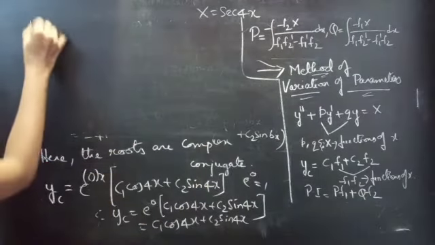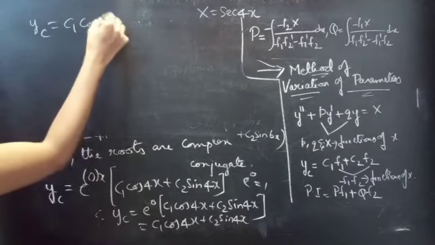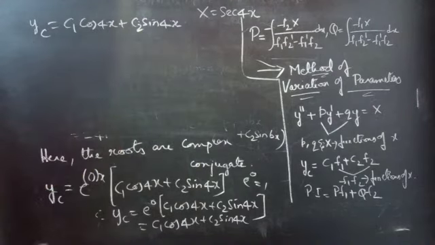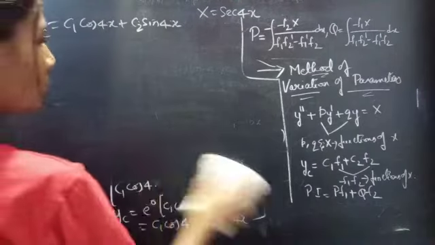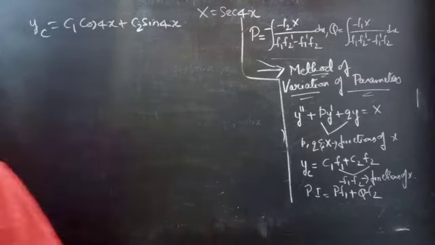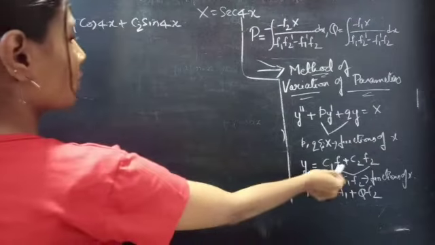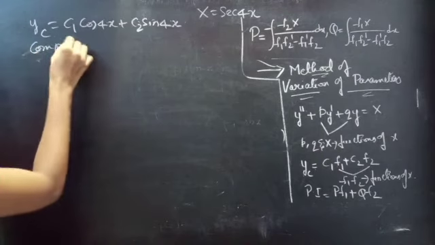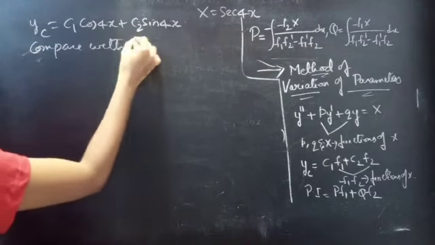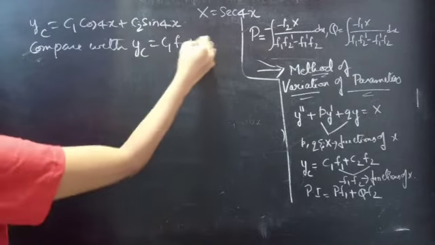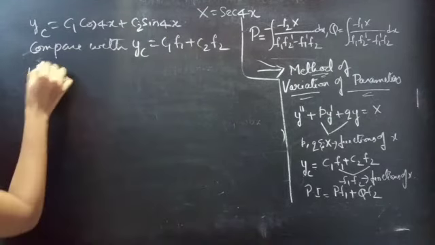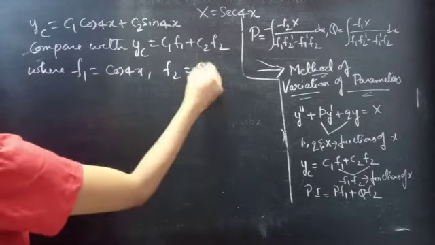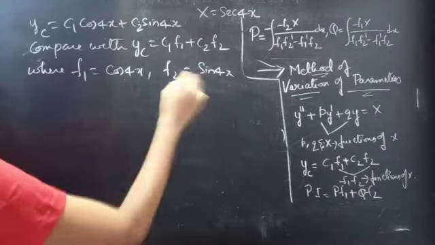So we have yc equals c1 cos 4x plus c2 sin 4x. Now what we have to do is compare yc with the method of variation of parameters. In this we have yc equals c1 f1 plus c2 f2, right? Compare with yc equals c1 f1 plus c2 f2. Then you'll get f1 equals cos 4x and f2 equals sin 4x, which are functions of x, right?